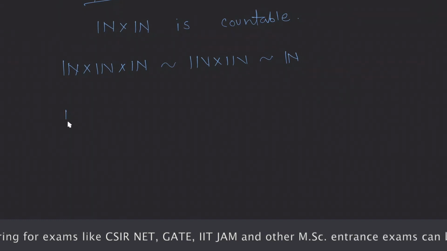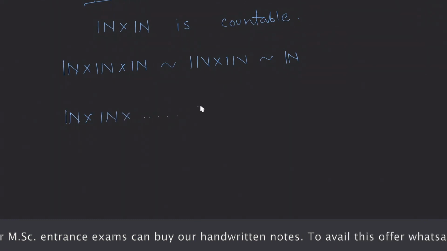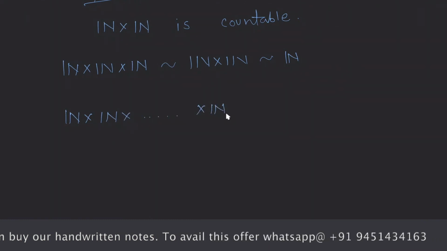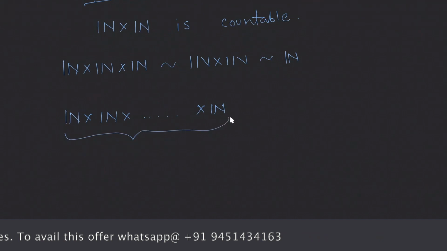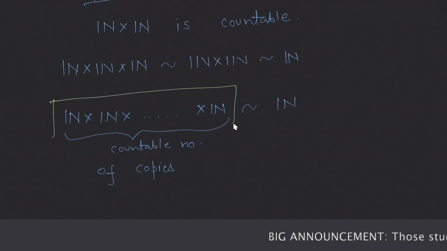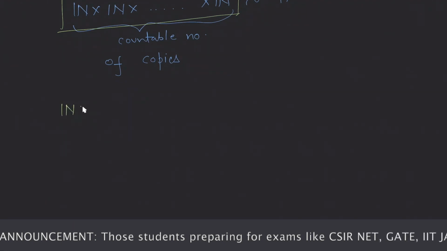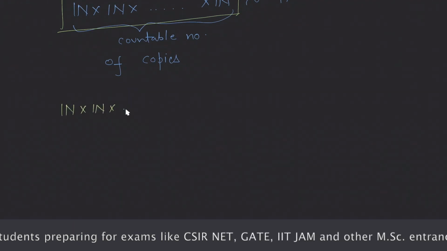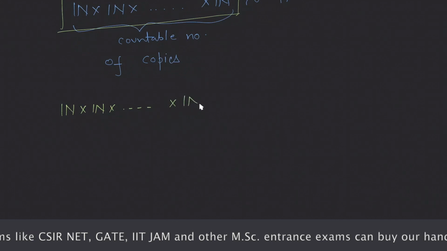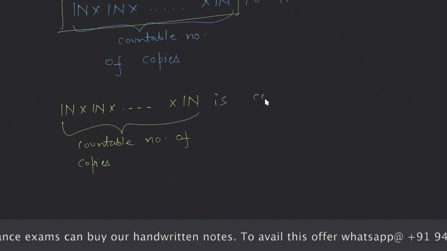And for any countable number of Cartesian products, where we have a countable number of copies, this is also similar to N, that means it is countable. So this set is also countable. Let me write it here: if we have N cross N and a countable number of copies, then it is countable.